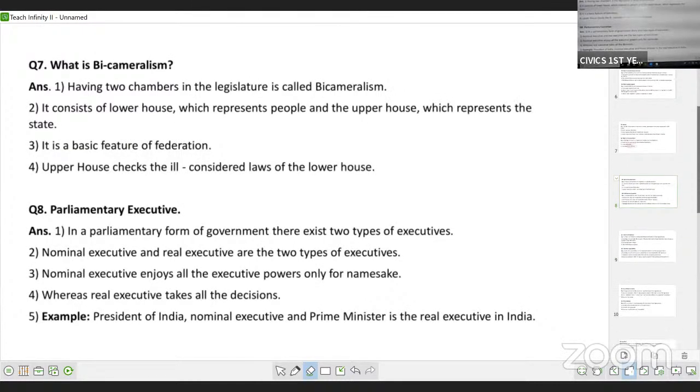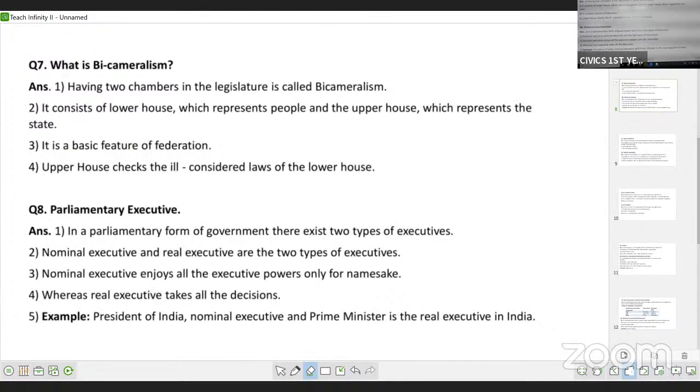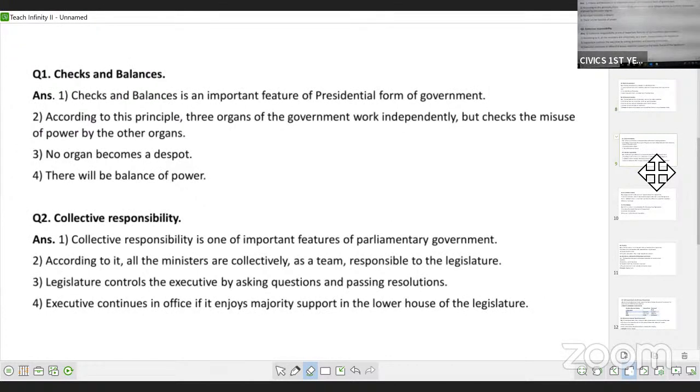Next is checks. So with this, we have completed your 11th chapter, that is organs of government. Okay. This is an important topic for 2 marks. So learn all the 2 marks questions which I have shared with you. Let us move to your last chapter, that is forms of government. Last chapter, 12th chapter is your forms of government.